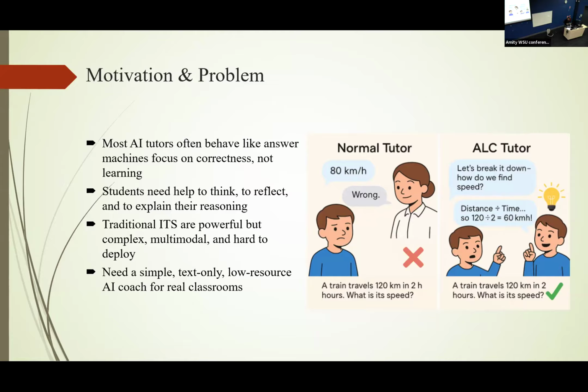From the figure, we can see a student asking a question to an AI tutor, a traditional tutor. It just gives the answer. Sometimes if the student is right, it says it is okay; if wrong, it gives the accurate answer without helping the student to think or reason on this particular problem. This is the gap we found, and we worked on this.